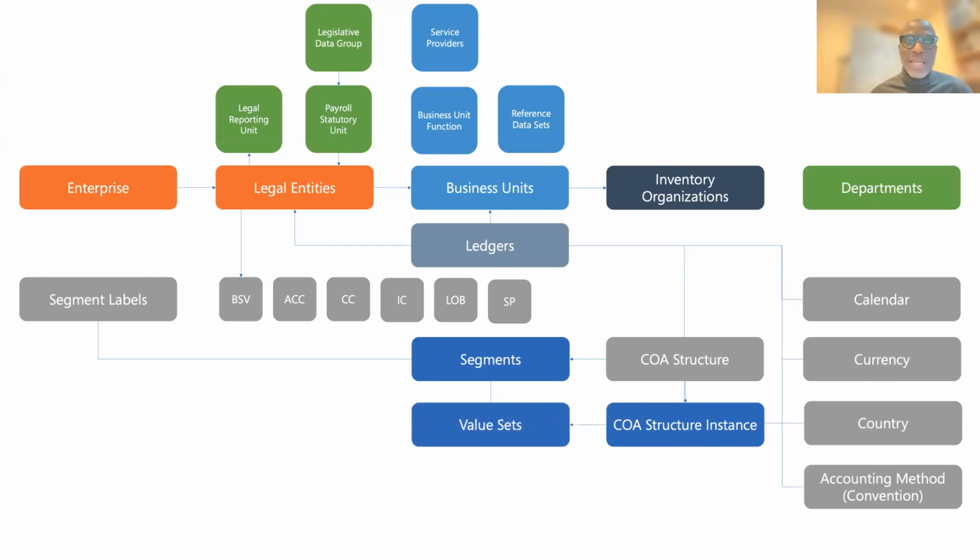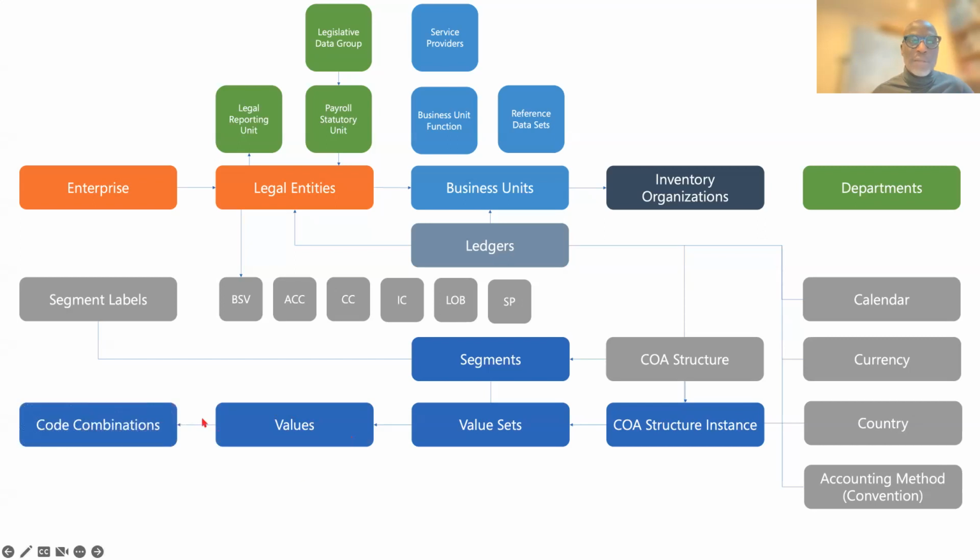And then you have your value set, which are the individual values within each of these. So your BSV could have the list of all the legal entities. Your account segment will have the list of your nominal accounts, your assets, your liabilities, expense, and so on. Cost center will have the list of maybe all your departments and the cost center value assigned to it, and so on and so forth. All this will be loaded into something called a value set. So value sets contain values, and the values give you the combinations, which is called the code combination.